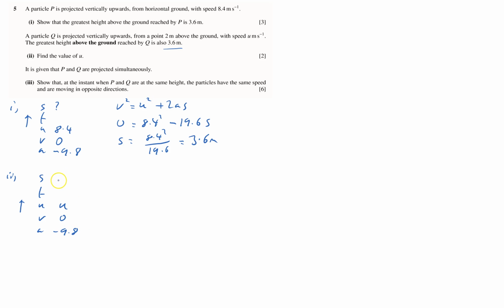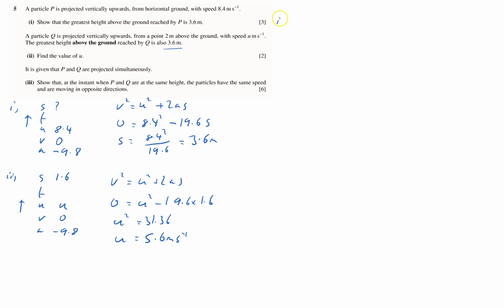And the height it gets to, it starts at 2 meters above, and it goes up to 3.6. So I'm actually only going to try and find out the distance it travels, which is 1.6. Yet again here it's going to be v squared equals u squared plus 2as. So substitute that all in there. 0 equals u squared minus 19.6 times s, which is 1.6. That'll give me that u squared equals 31.36, and so u will equal 5.6 meters per second.